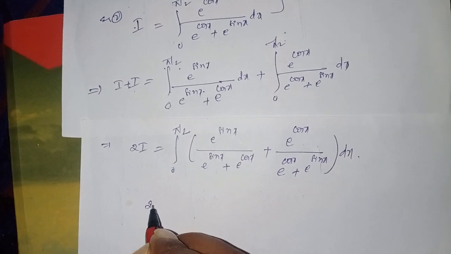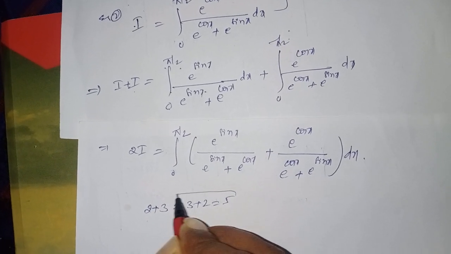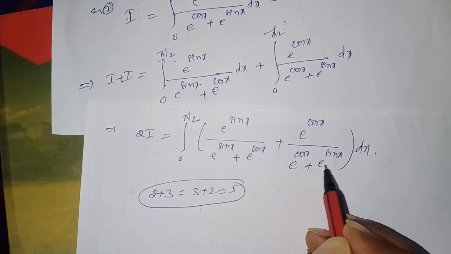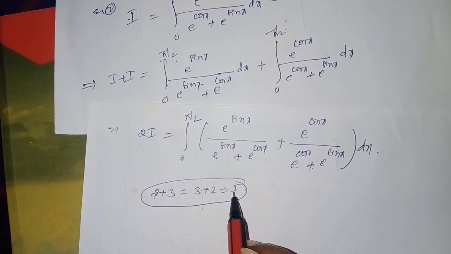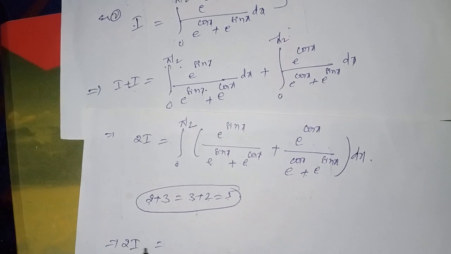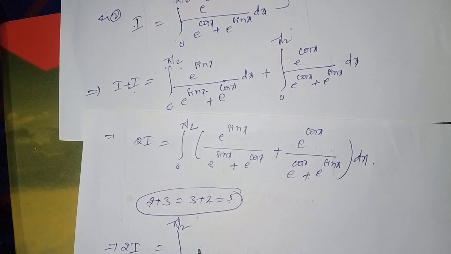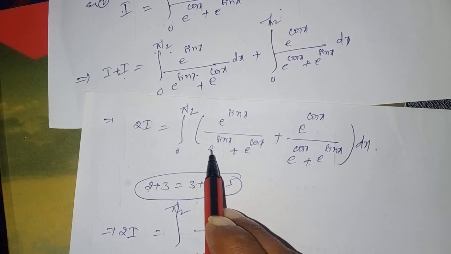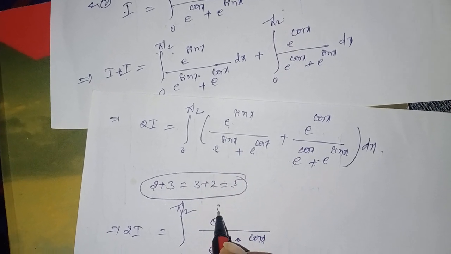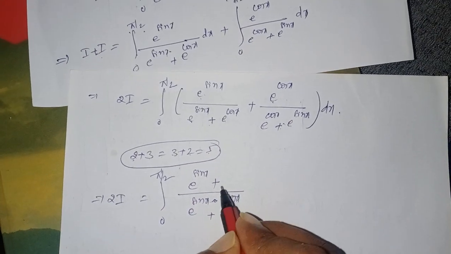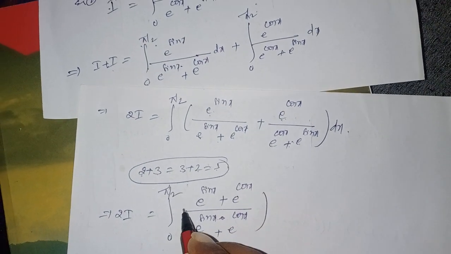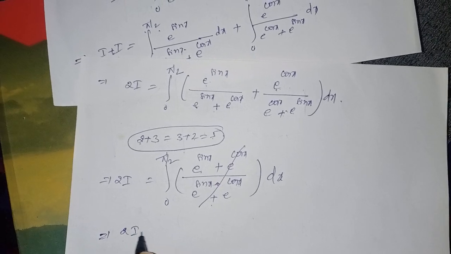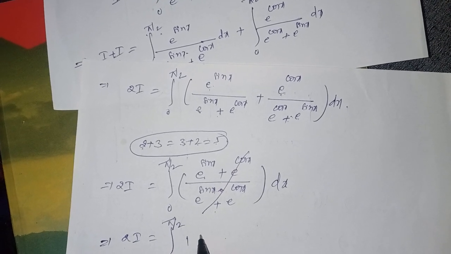We know that 2 plus 3 is equal to 3 plus 2 is equal to 5. If we observe the RHS, the denominator is e power sin x plus e power cos x, and here also e power cos x plus e power sin x. So the LHS is 2I, equal to integral 0 to pi by 2, and the denominator is e power sin x plus e power cos x, because both are the same. Now add the numerators: e power sin x plus e power cos x, whole into dx. Numerator and denominator get cancelled.